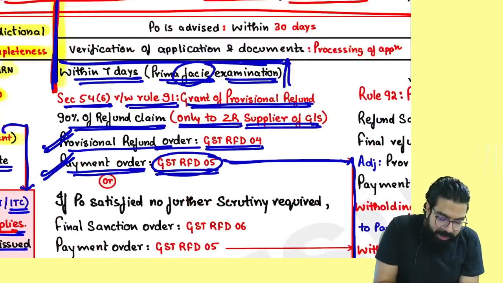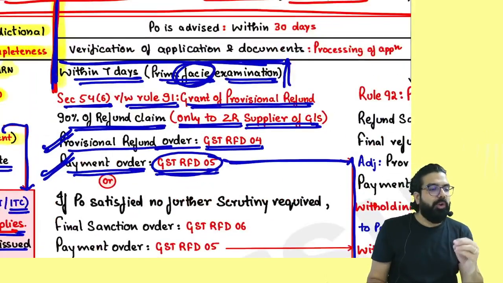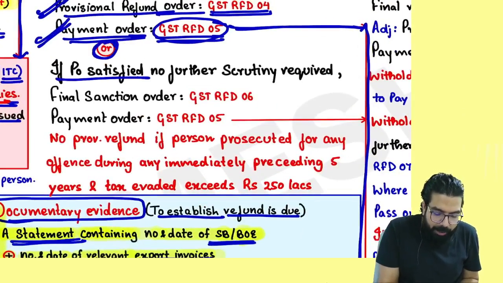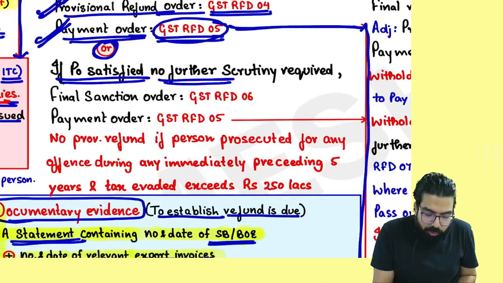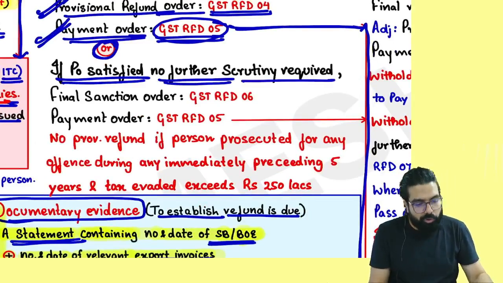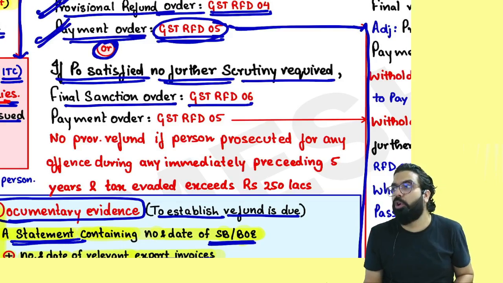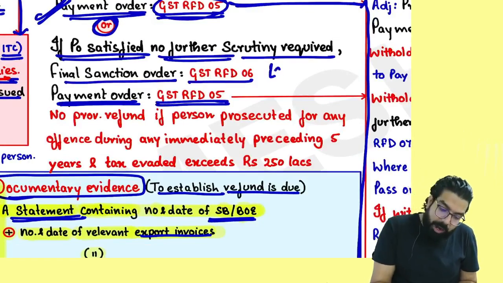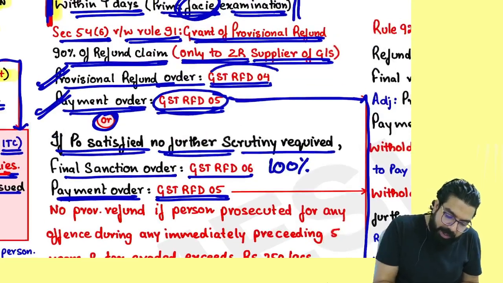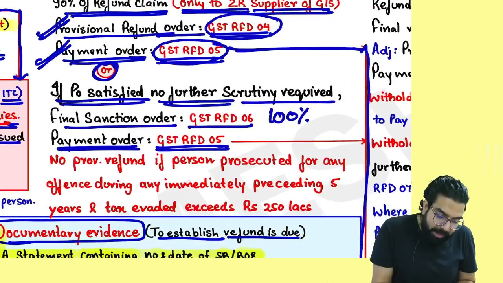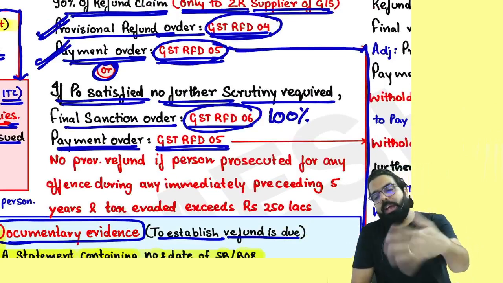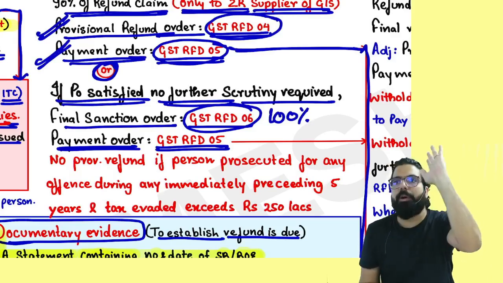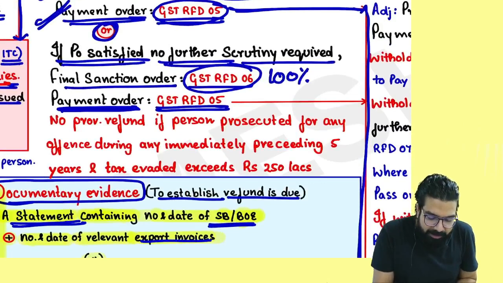Sir, if in the prima facie examination it was found that the zero rated supplier's total amount should be refunded, then they are telling that if the proper officer is satisfied that no further scrutiny is required, then he will go ahead and issue a final sanction order in RFD 06 and a payment order in RFD 05, which means 100% of the refund will be given. See, the provisional refund order is RFD 04, but the final refund order is RFD 06. So he can go ahead and give you the full amount of refund within 7 days only, saying, okay, sir, we are giving you the full amount of refund. And along with that, he will pass a payment order.